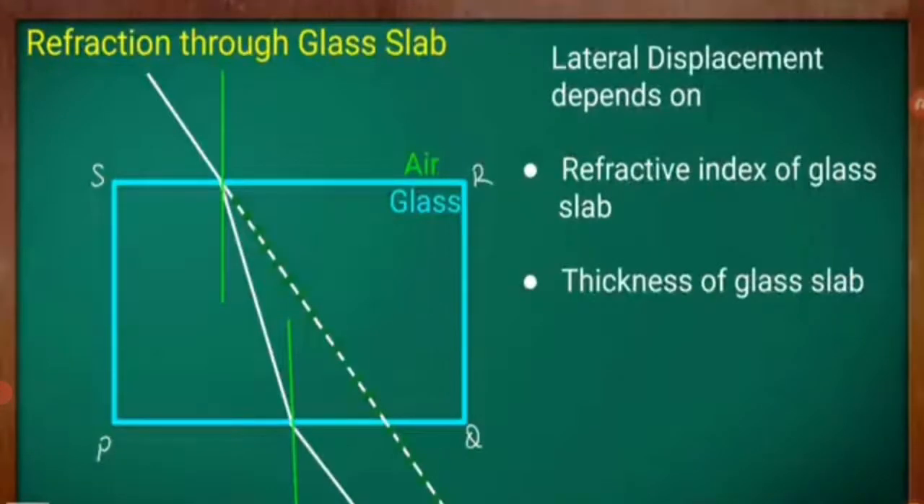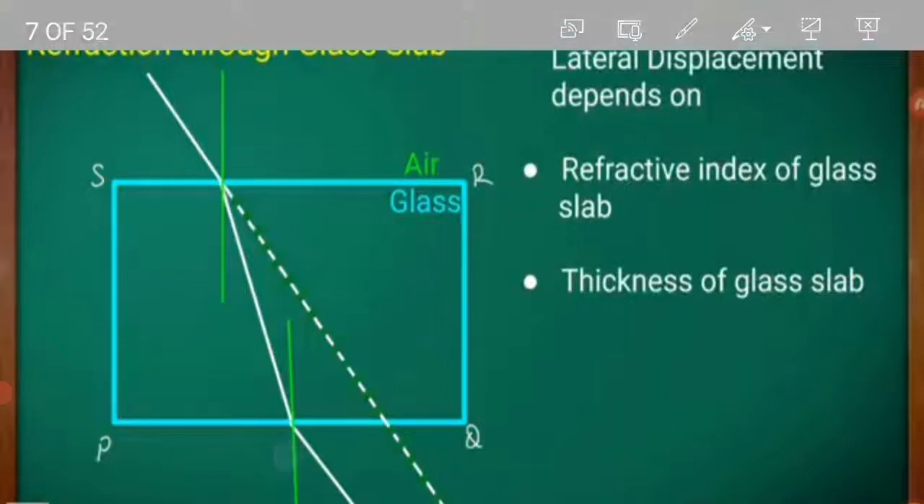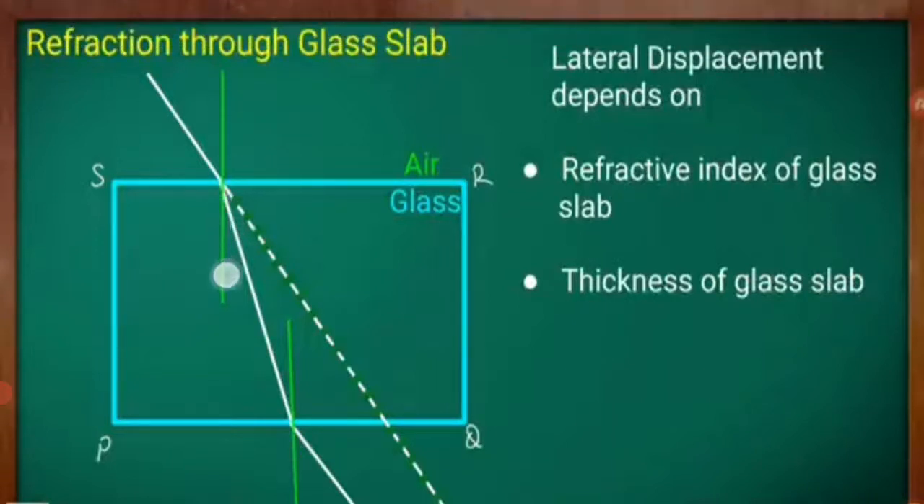I have considered the glass slab, that is PQRS, and here I have drawn the two normals. This normal is with respect to PQ, that is a perpendicular line to the side PQ. Similarly, this normal is a perpendicular drawn to the side SR. Remember, PQRS is a glass slab, therefore whatever is within this PQRS is a glass medium, and outside this PQRS is an air medium.